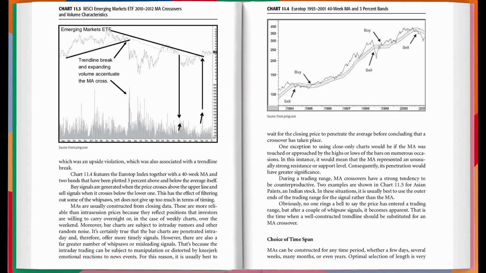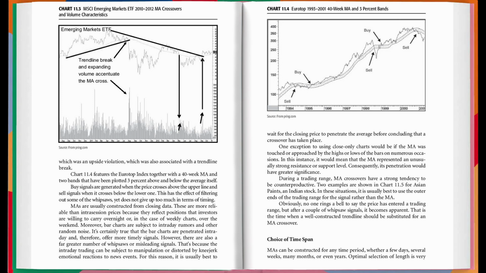In this instance, it would mean that the MA represented an unusually strong resistance or support level. Consequently, its penetration would have greater significance. During a trading range, MA crossovers have a strong tendency to be counterproductive. Two examples are shown in Chart 11.5 for Asian Paints, an Indian stock.